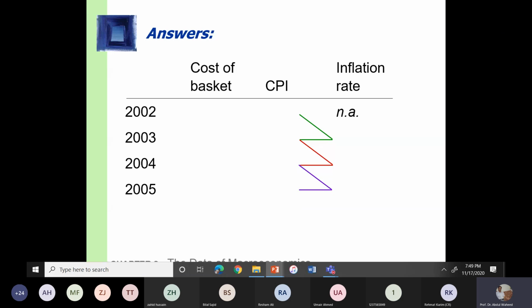So you calculated the cost of basket, you calculated the CPI. Now you have to calculate the inflation rate. How do we calculate the inflation rate? Last time we calculated the inflation rate using the GDP deflator. The GDP deflator is an index.